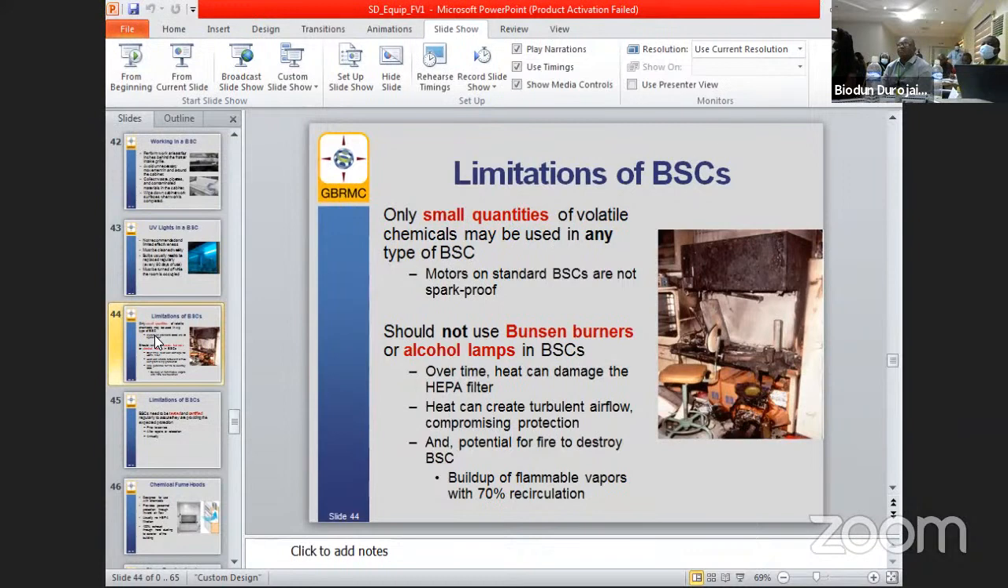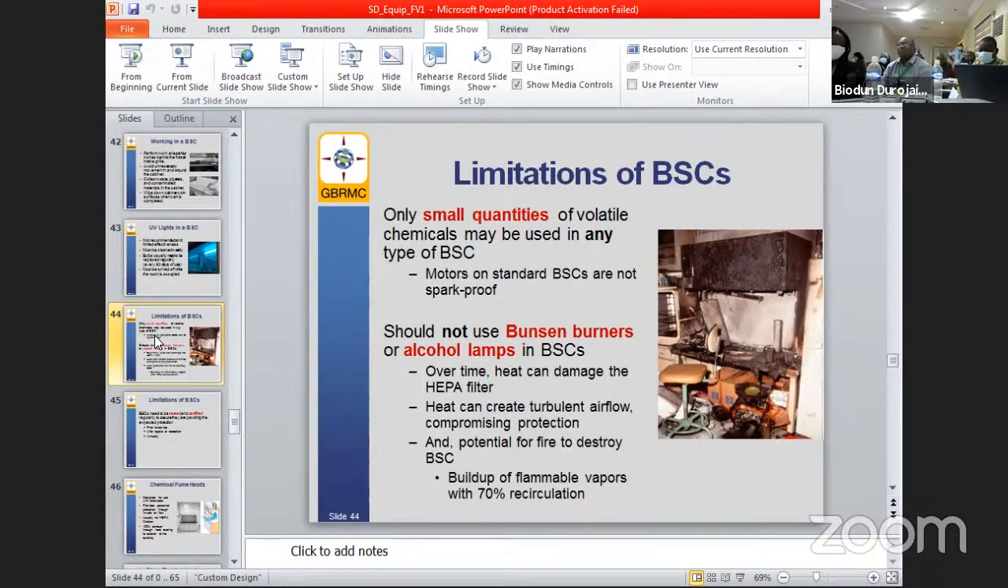Some people carry their little centrifuge and put it inside the BSC. You should not use Bunsen burners or alcohol lamps in a BSC. Over time, heat can damage the HEPA filter. So these are some of the things we must also take note of.